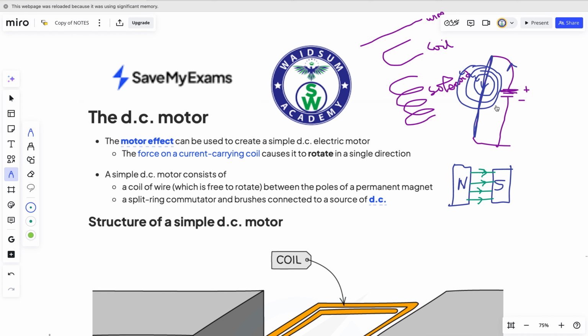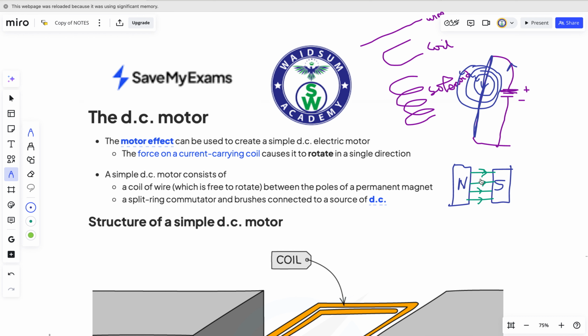So now, what will happen if I bring this wire between the north and south? We bring this conductor between north and south. Originally there is a magnetic field around the wire, and again there's a magnetic field between the two magnets.